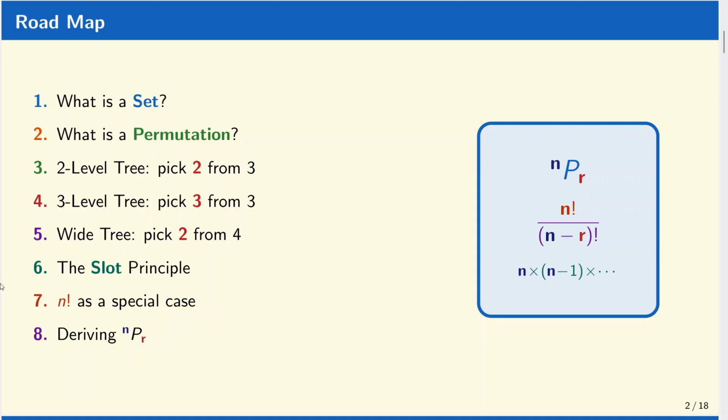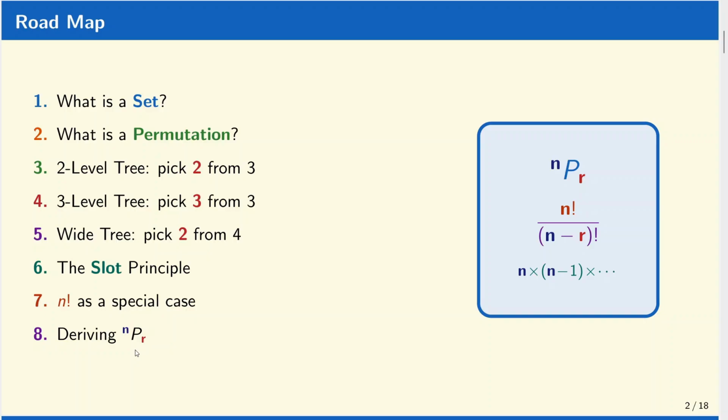These visual trees will naturally lead us to something called the slot principle. From there, we'll look at a special case known as n factorial, written as n with an exclamation mark. Finally, step 8 will bring everything together, and we will actually derive the permutation formula ourselves.